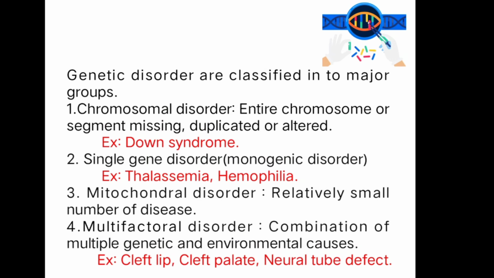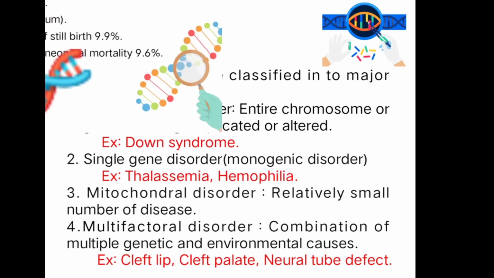Next is single gene disorder. It is a monogenic disorder, where there is a deformity in a single gene. For example, thalassemia or hemophilia. Next is mitochondrial disorder, which is relatively a small number of diseases. Next is multifactorial disorder. That means it is a combination of multiple factors like genetic factors and environmental causes. These all will cause a deformity in unborn babies, for example cleft lip, cleft palate, or neural tube defects.